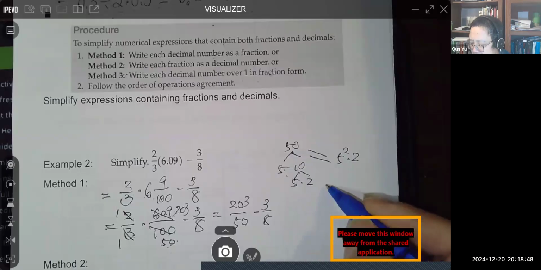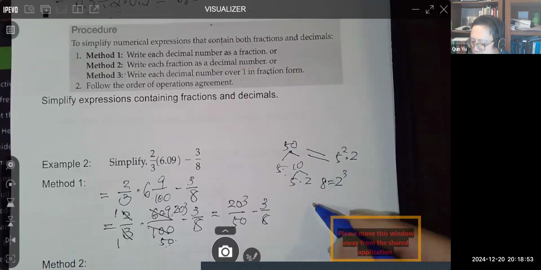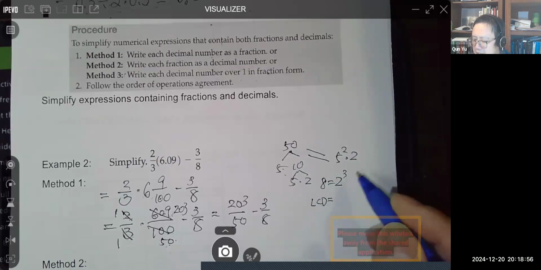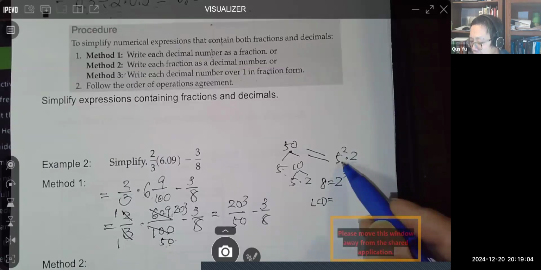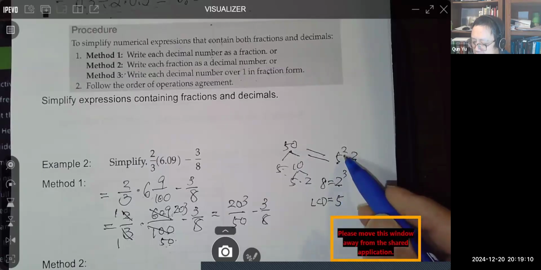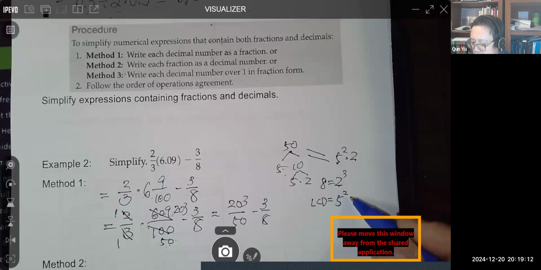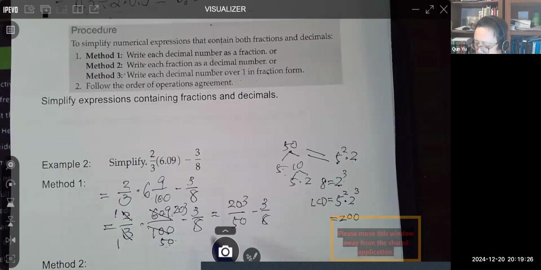Now we factor 8. 8 is just three 2s. So 2 times 2 times 2. Now, what is the common denominator? The common denominator will be each of these different factors raised to the highest power. So we only have two different numbers, 5 and 2, right? Each one raised to the highest power. The highest power for 5 is 2, the highest power for 2 is 3. So now we multiply them together. This is 8, and this is 25. 25 times 8 is 200. So 200 is the common denominator.